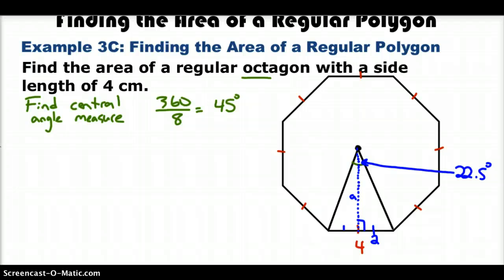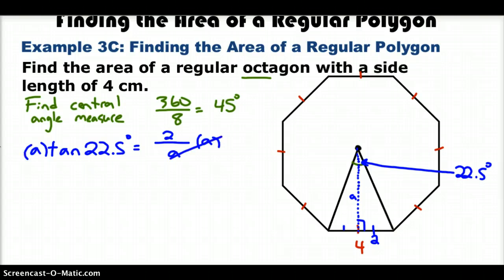All right, so I know my angle measure. Okay, the side that is opposite, I know that, and I want to know the adjacent side. So I'm going to use tangent. So I'll say that the tangent of 22.5 degrees is going to be equal to the opposite leg, which is 2, over the adjacent leg, which is A. Okay, to find out A, I'm going to multiply both sides by A, which will give me A times the tangent of 22.5 degrees equals 2, and then I'll divide both sides by the tangent of 22.5 degrees. So I'll get 2 divided by the tangent of 22.5 degrees.